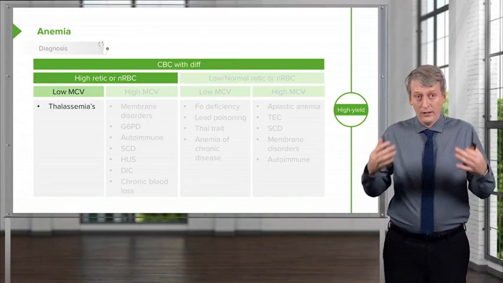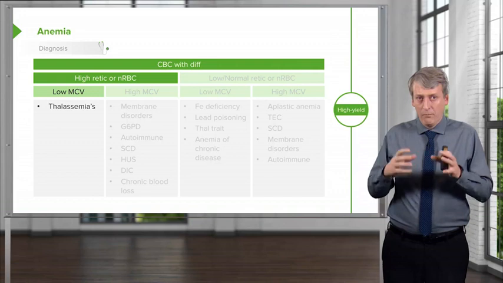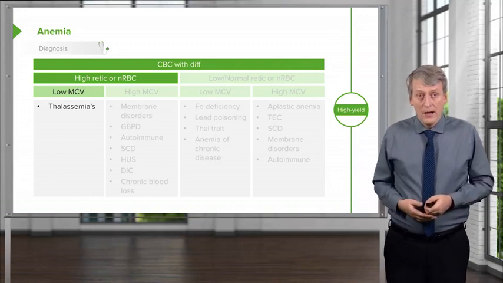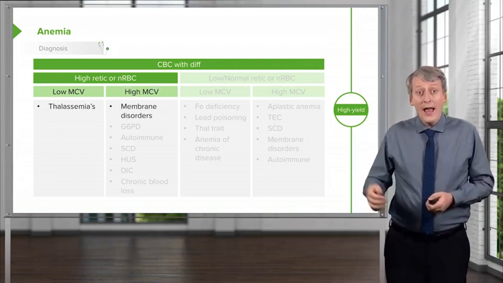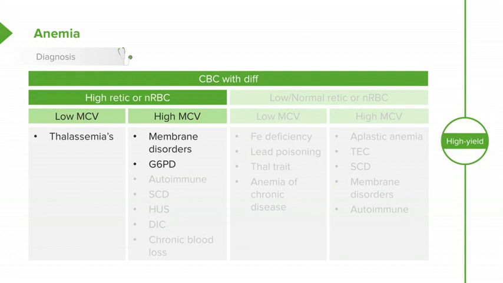It's a chronic, indolent problem where the hemoglobin doesn't quite work right and it breaks down easily, but they're trying to make more. If they have a high MCV, it's big cells, this might be a membrane disorder, or they may have G6PD, or an autoimmune disease, or a sickle cell disease, or a hemolytic uremic syndrome. Perhaps they have DIC, or disseminated intravascular coagulation, or they could be suffering from chronic blood loss.